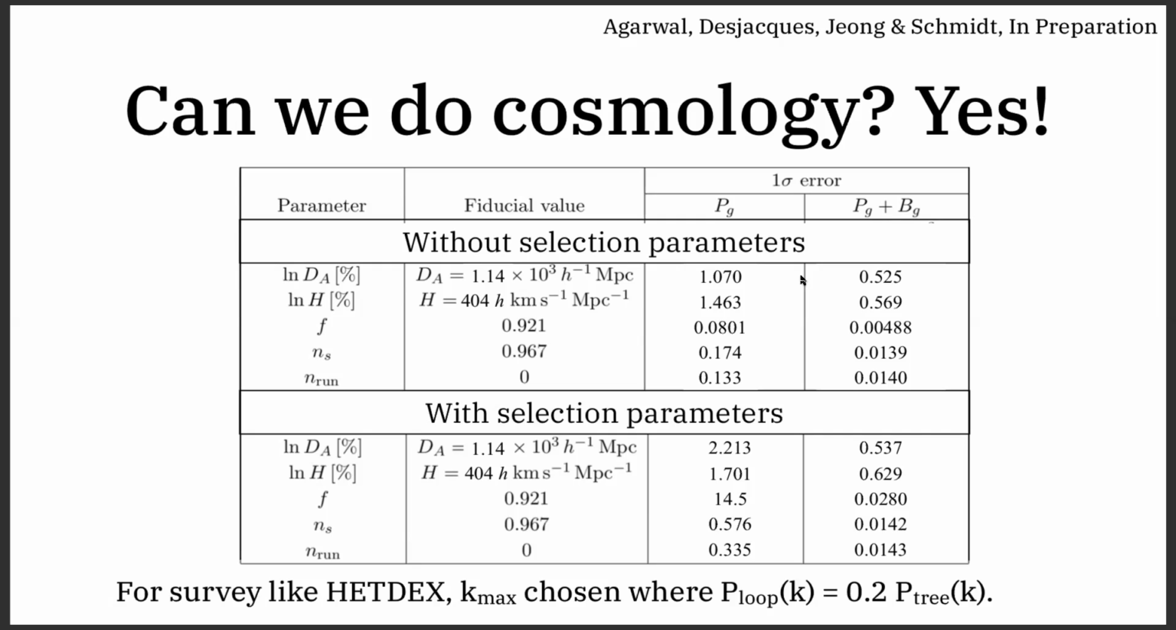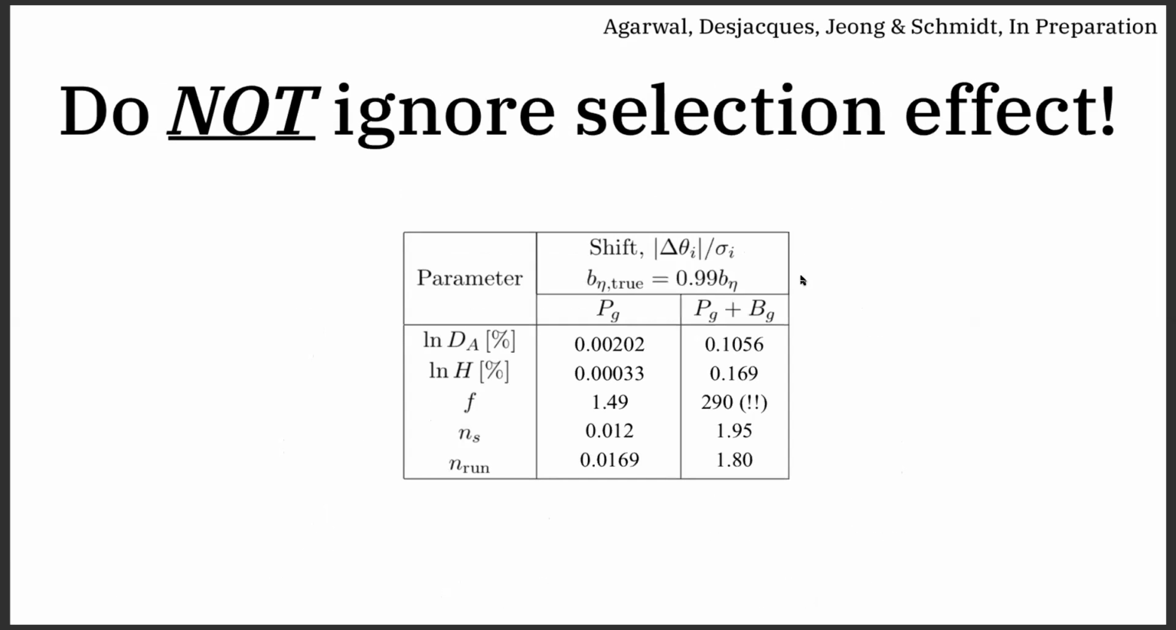But can we ignore this effect? Answer is no. So this is the effect of ignoring this selection bias, linear order selection bias. If the true value of selection bias is only 99% of the B1 value that we put in, like means that the systematic effect on that parameter is 1%. And if you ignore that and just fit everything with 11 parameters, okay, this is what happened.